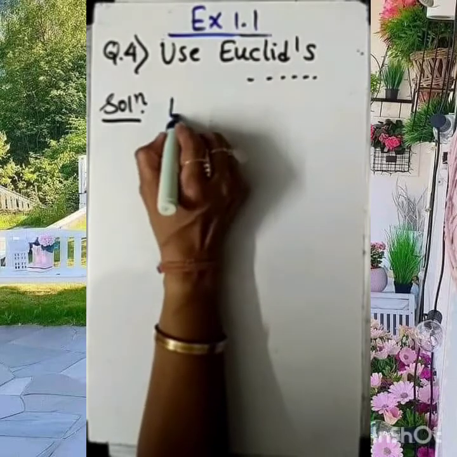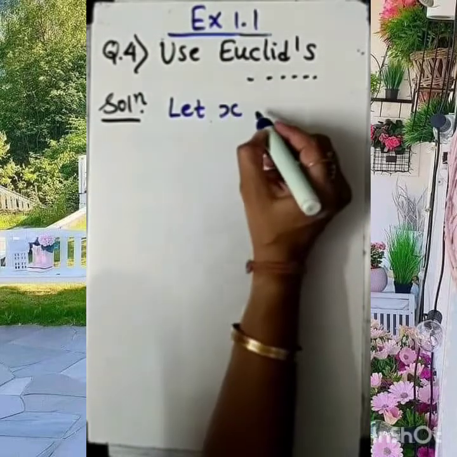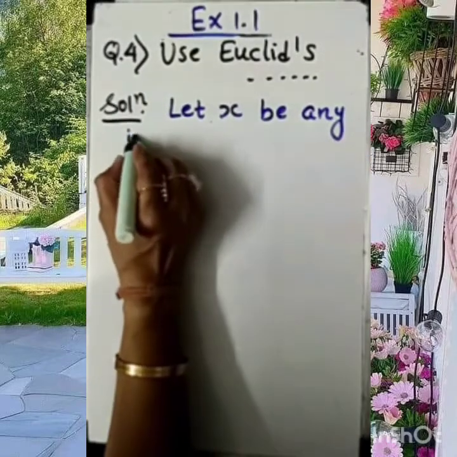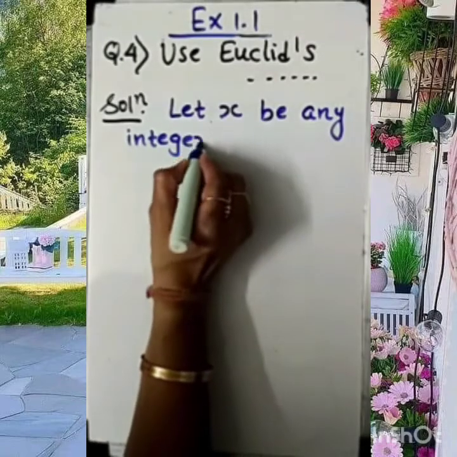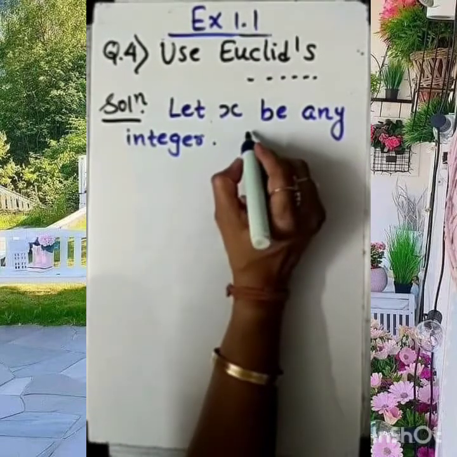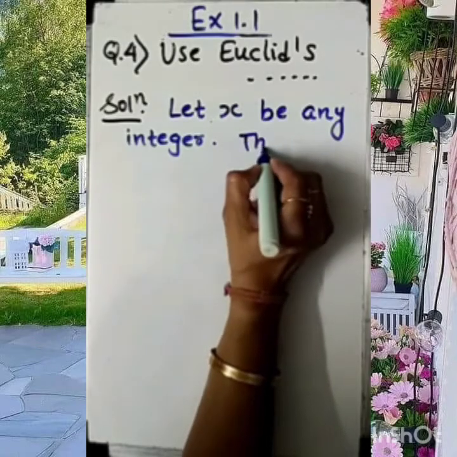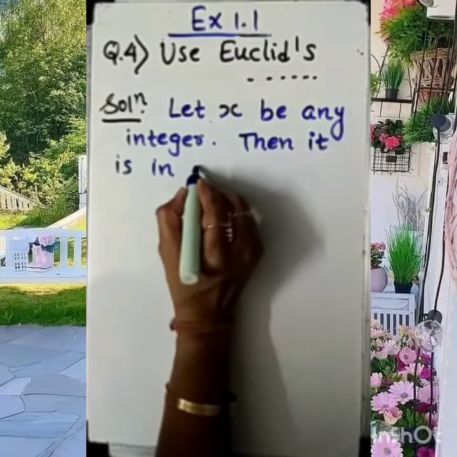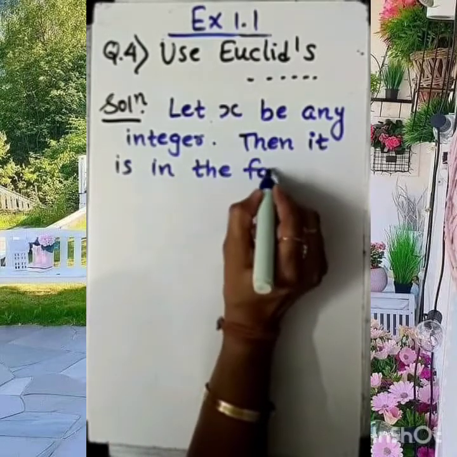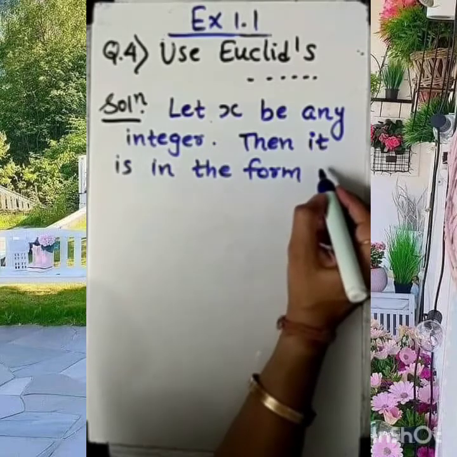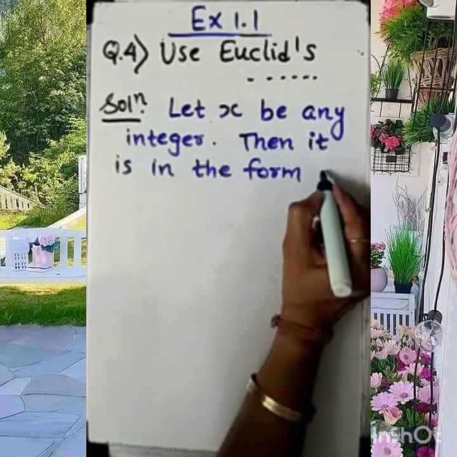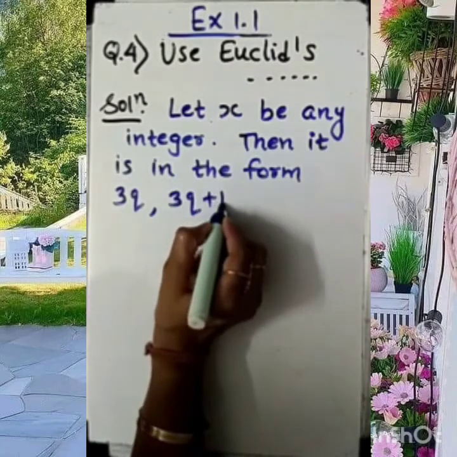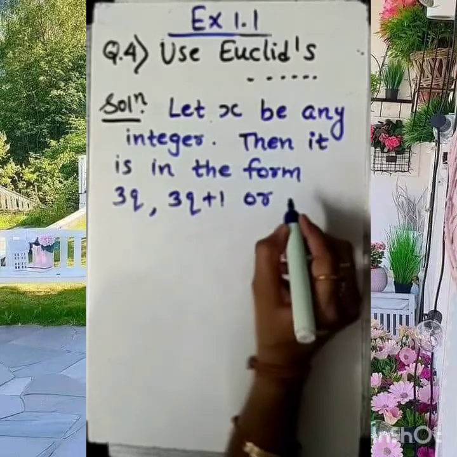We are considering x. So we will assume let x be any integer. Let x be any integer. Then it is in the form of, according to the question, that is the form of x. It can be in 3q form, that is 3q plus 1 or 3q plus 2.